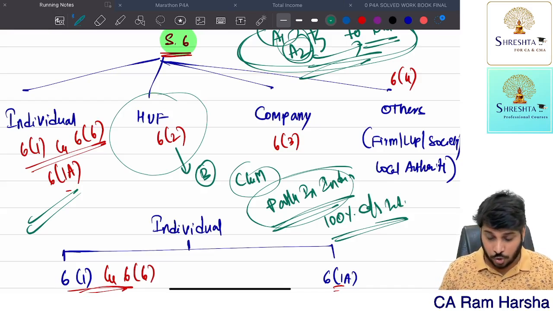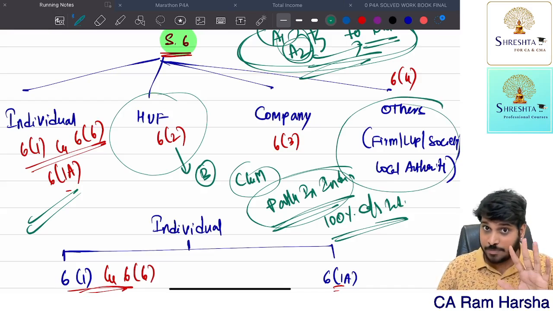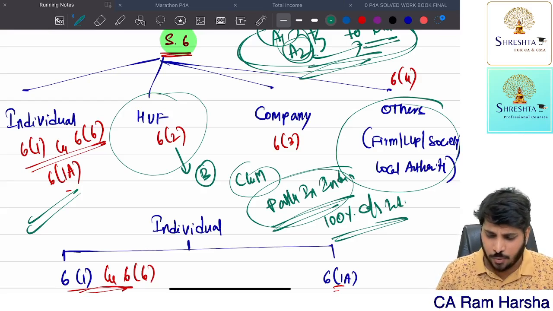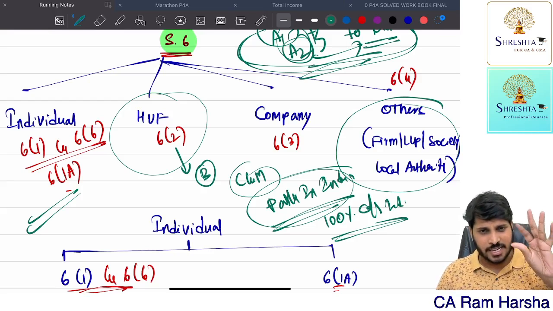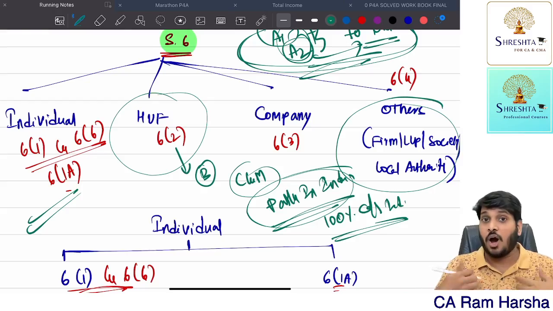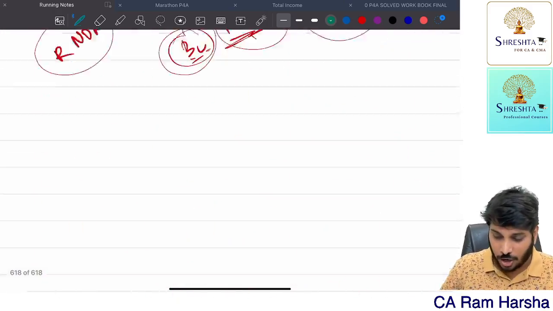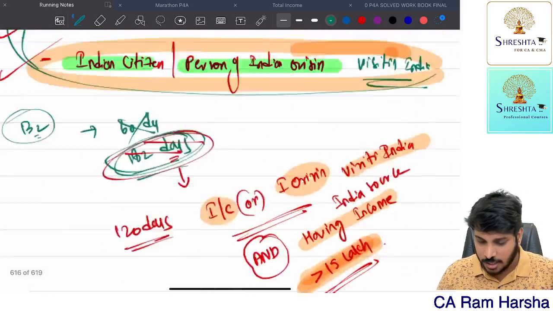So with this, HUF is over. Now others, not companies. Companies I'll cover a little while later. Others means firms, LLP, society, nothing but other than individual, other than HUF, other than company, any other person. How to determine residential status for them? For all others, how to determine residential status?